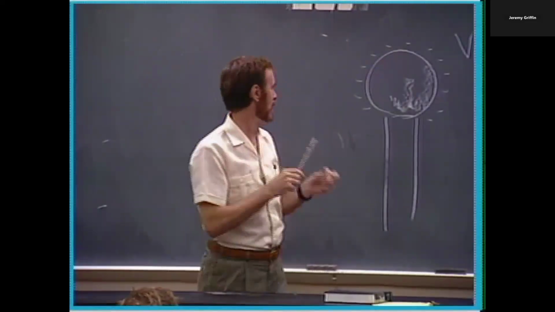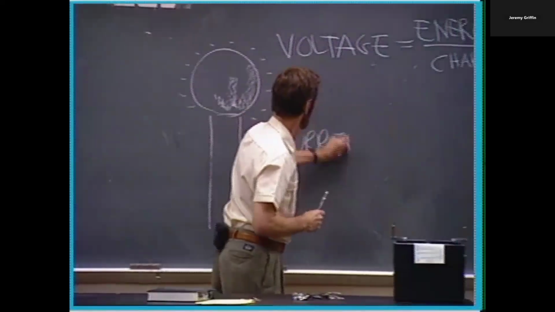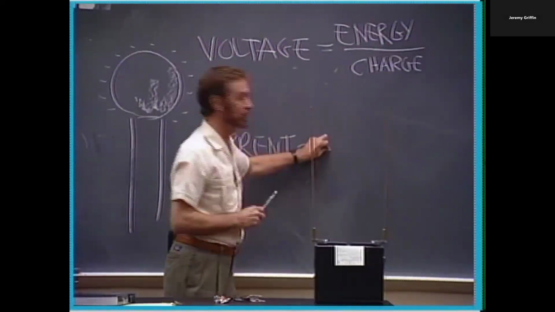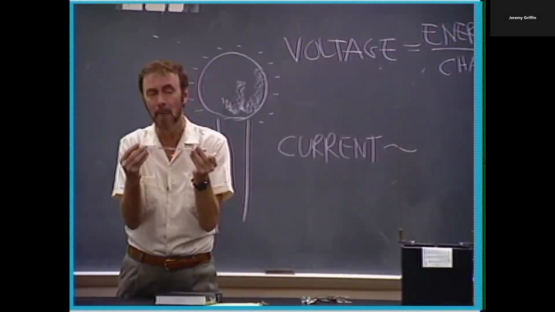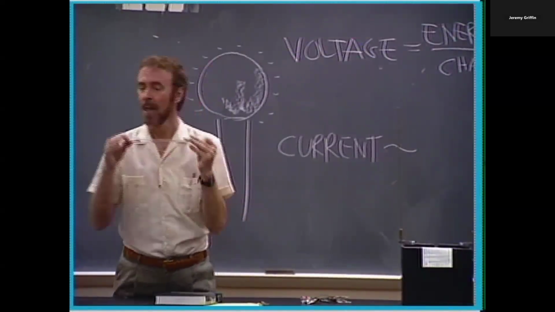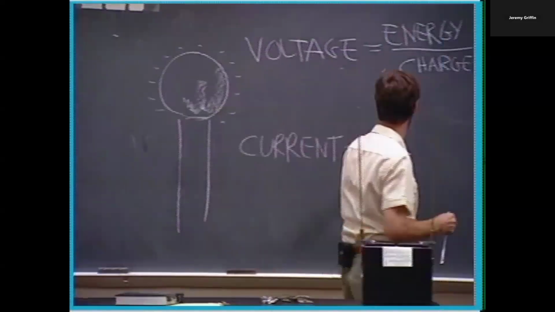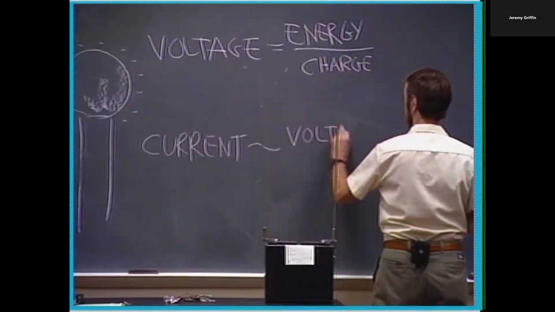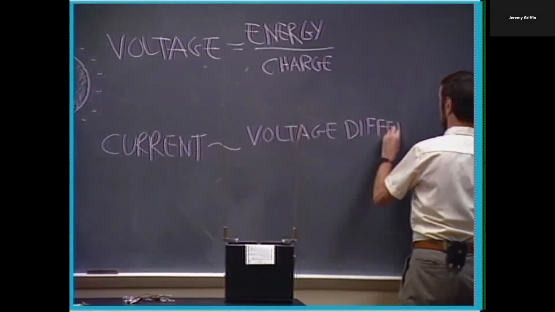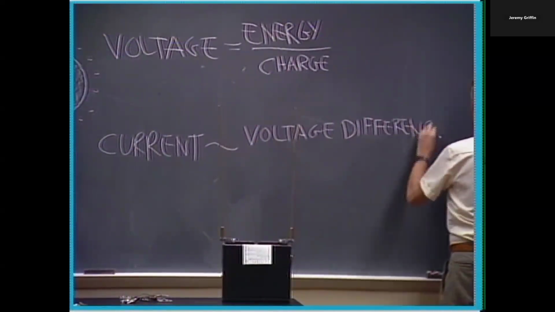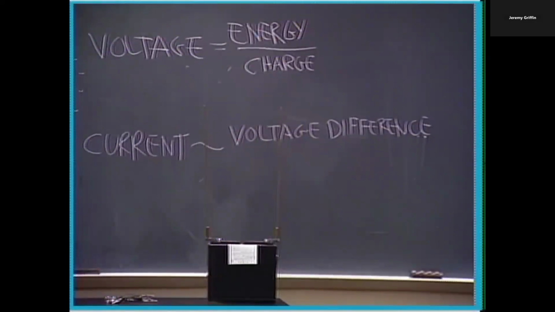And so the flow of current was proportional to voltage difference. Not how much voltage, but how much voltage in one place compared to the other. Think of voltage as a pressure. So it's proportional to voltage difference. The more voltage difference, the more current.